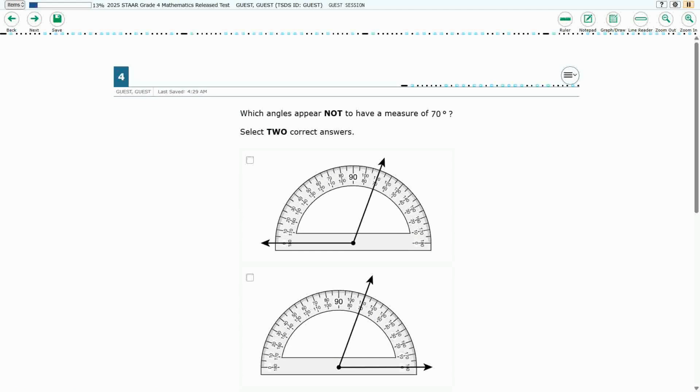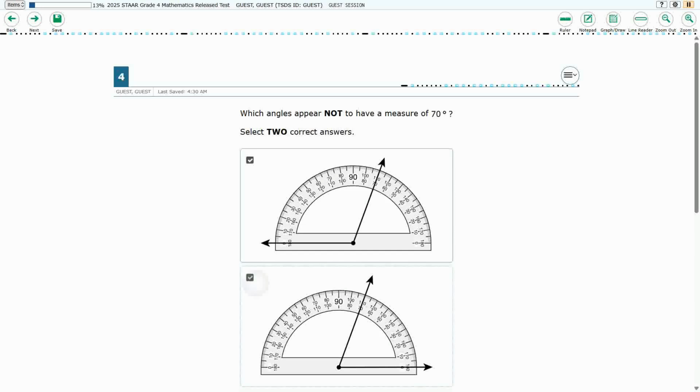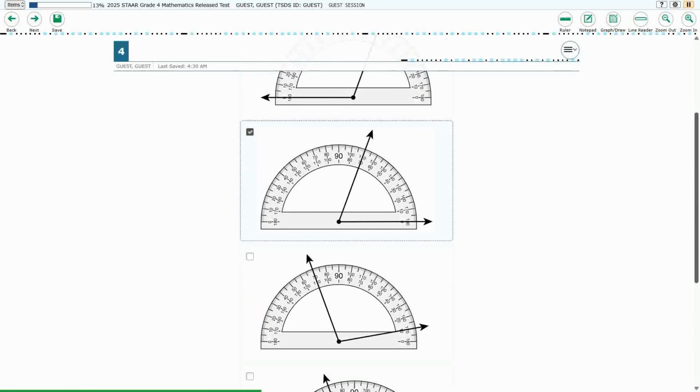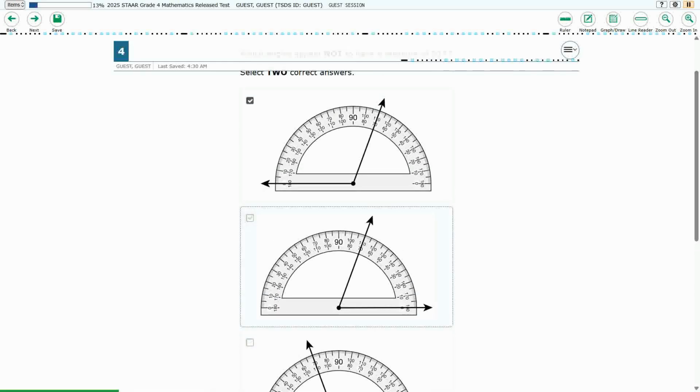So with multiple select, we need to find two correct answers. If I were to select the first one randomly and try to move on, it will give me a warning signal. It will say you have not answered everything. So we need two answers, and if I select two and try to find a third, you're going to notice that it is impossible for me to get that third one. So we need to select two answers, 1 point for each correct answer.